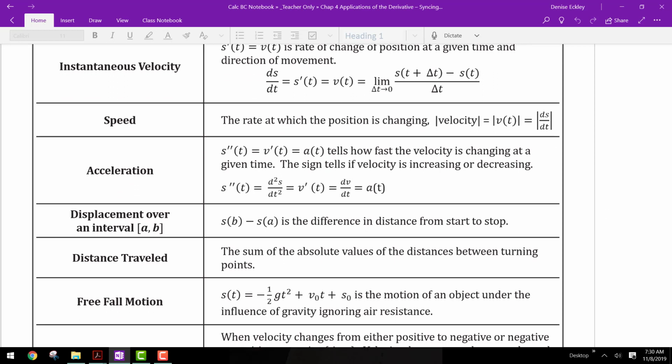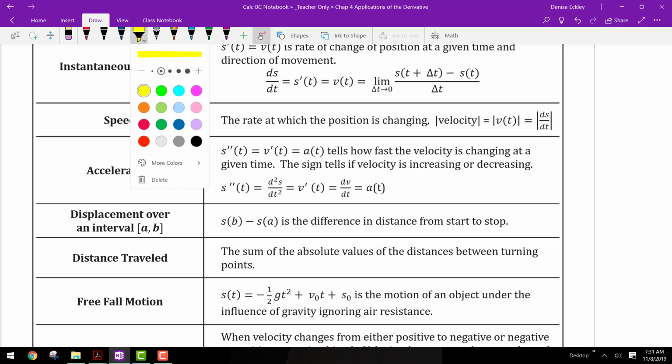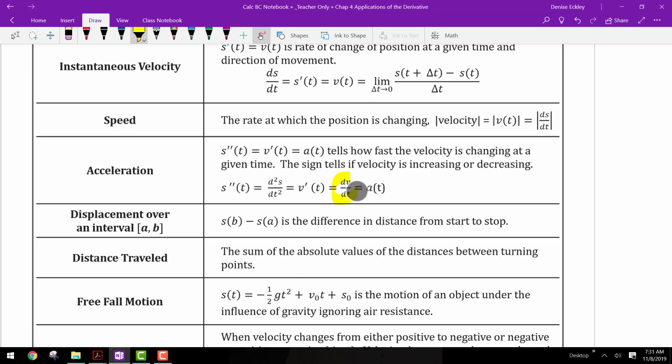Speed, which is the rate the position is changing, and of course that is always positive, so it is the absolute value of the velocity. Our acceleration, which is the second derivative of our position function, or the derivative of our velocity function. And I just want to make note here that we want to think about different ways we can write the derivative, because the Leibniz form of writing the derivative is going to become important when we're trying to find related rates. So you just want to keep that in mind.